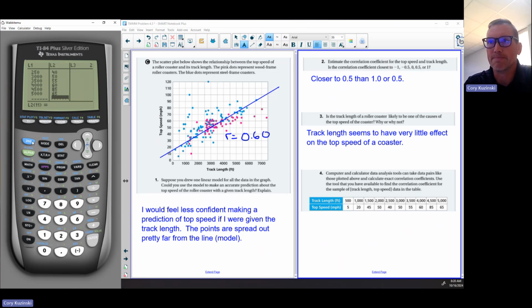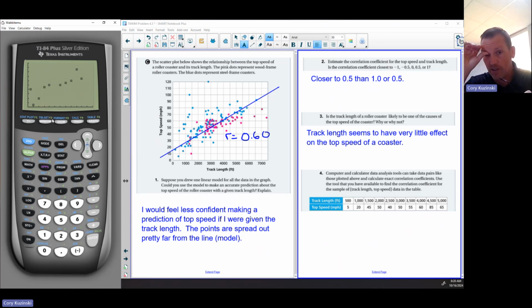I'm going to turn on my graph. So let's go second, y equals, enter, enter. That turns it on. I need to set up my window. Let's go 0 to 6,000, scaled by maybe 500s for our x values as our track lengths. And let's go 0 to 100 for top speed, scaled by 10s, I guess. And then if we graph that, there's our scatter plot, okay? So think about drawing a line through there and how closely correlated are these values, okay? Now we actually have some scaling on here too, just like we did here.